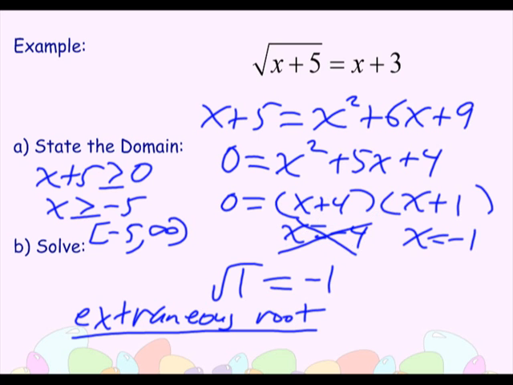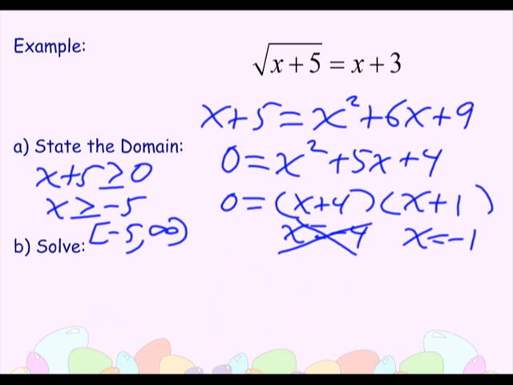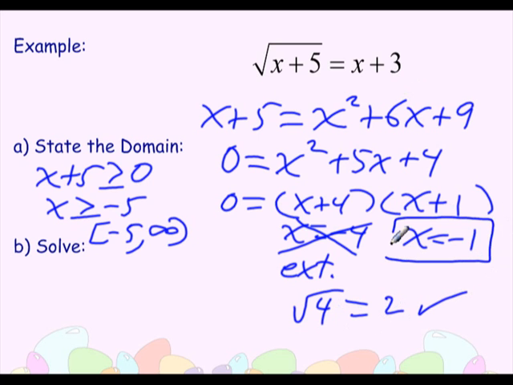And what I'd like you to do, I'm going to erase some of that to make some room, is to actually label that, just so that I know why you cross it out. You can abbreviate and just say EXT for extraneous. And that's why I know why you crossed that out. Now let's go ahead and try negative 1. So if I put negative 1 in, I get negative 1 plus 5, which is 4. So I get the square root of 4 is equal to negative 1 plus 3, which is 2. And that is true, so that one works. So our solution is just x equals negative 1.